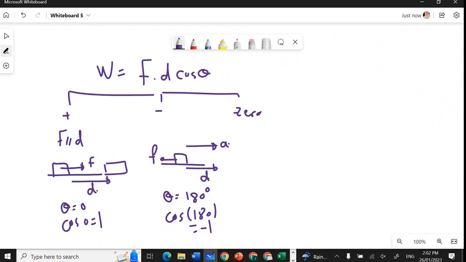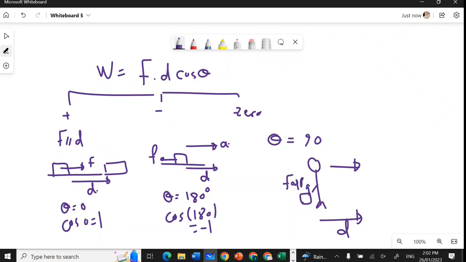And work is 0 if the angle between the force and displacement is 90 degrees. For example, you're holding a bag in your hand and you're moving. Here we have the applied force up and the displacement in the direction of motion. In this case, the applied force and the displacement are perpendicular.